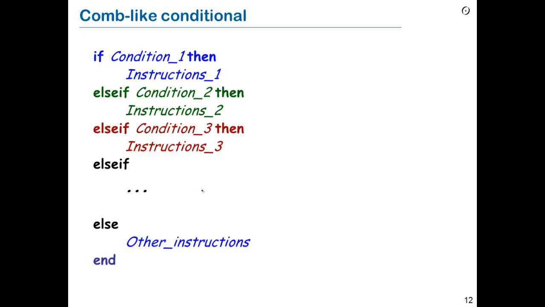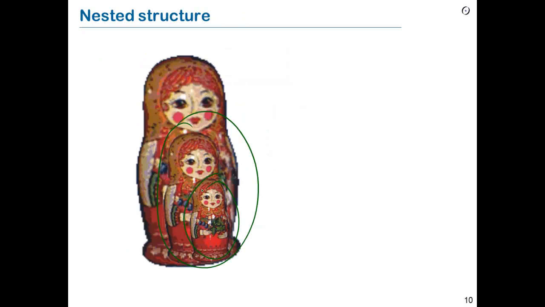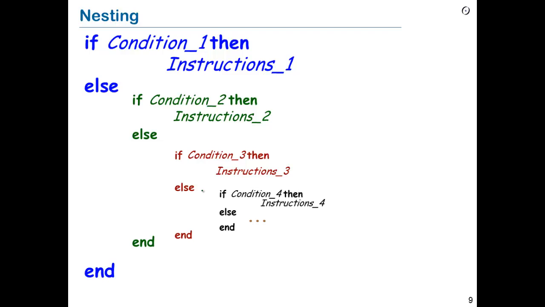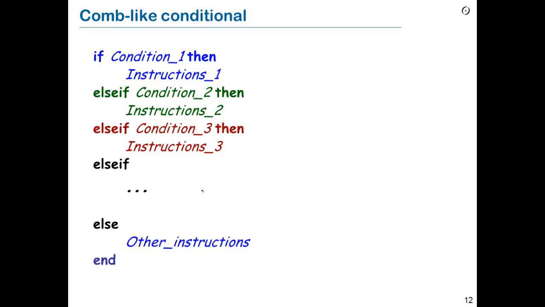Then we test condition 2. If it holds, we execute instructions 2 and stop. So the order is quite significant, and we stop at the first one that holds. So in that case, of course, the structure that we just saw does exactly the job, but it's a bit overkill, and we have a simpler syntax in Eiffel, which is using the keyword else if. So you can see the syntax is very straightforward. It's actually easier to read in this case, in this simple case, than the nested structure.